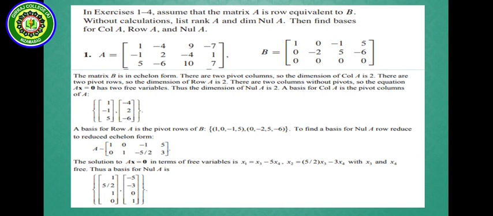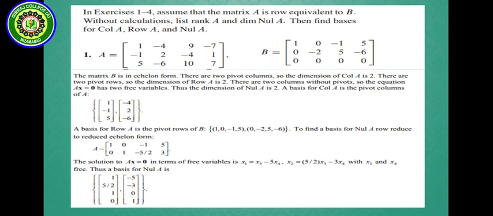How many non-zero rows are there in B? The first and second rows are non-zero rows. These two rows form a basis for the row space, so the rank is 2. Next, the first and second columns are pivot columns, so these two column vectors form a basis for column A. The remaining third and fourth columns are non-pivot, and these two vectors form a basis for null A.